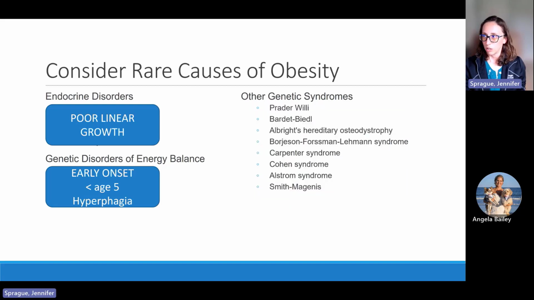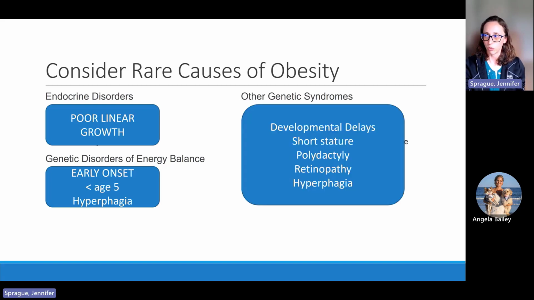And then other genetic syndromes, so Prader-Willi, Bardet-Biedl, Alström syndrome, Smith-Magenis. These are all genetic syndromes associated with obesity, often with developmental delays, often short stature. Many of them have polydactyly. Some of them have retinopathy, and most of them have hyperphagia as well. But these are not the most common causes. More common is this multifactorial, not able to identify a single cause of obesity.